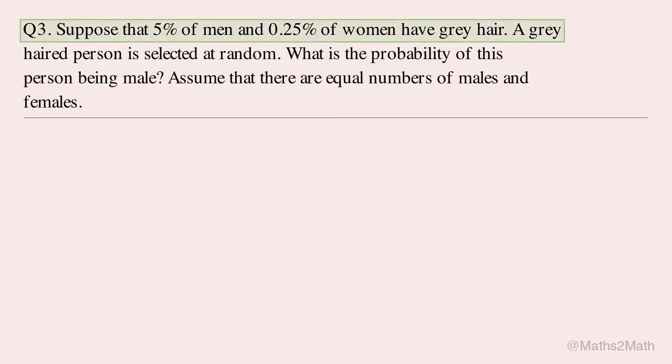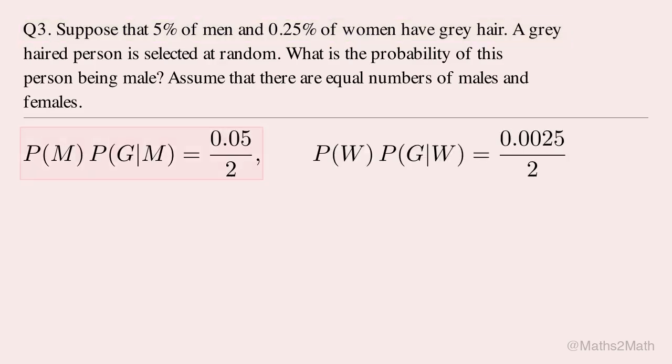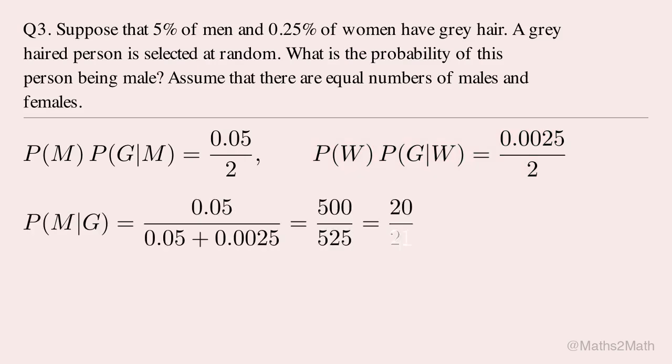Question 3. Gray hair as Bayesian evidence. Equal priors, very unequal rates. The gray hair paths carry a half times 0.05 and a half times 0.0025. Bayes, 500 over 525, is 20 over 21.